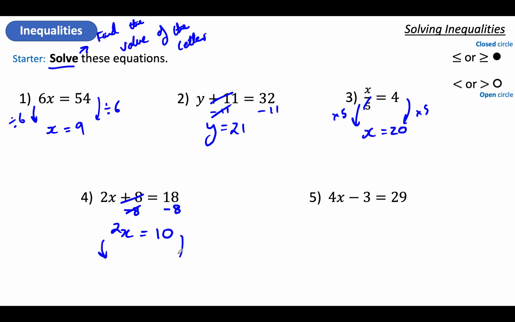You've got a number touching a letter like that. It means times, so we do divide. So if 2x is 10, 1x must be 5. That makes sense, doesn't it? Don't want 2 lots of something, we just want the 1.